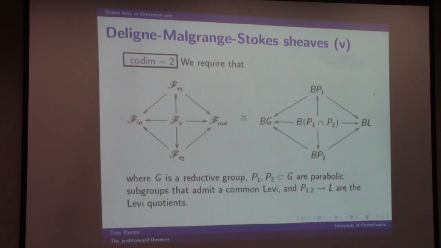edges, and the requirement is, on the inner stratum we have BG, on the outer stratum we have B of a Levi, on one of the arcs we have B of a parabolic, on the other arc we have B of a parabolic, and at the point where the two arcs meet, you have to put B of the intersection of those two parabolics.